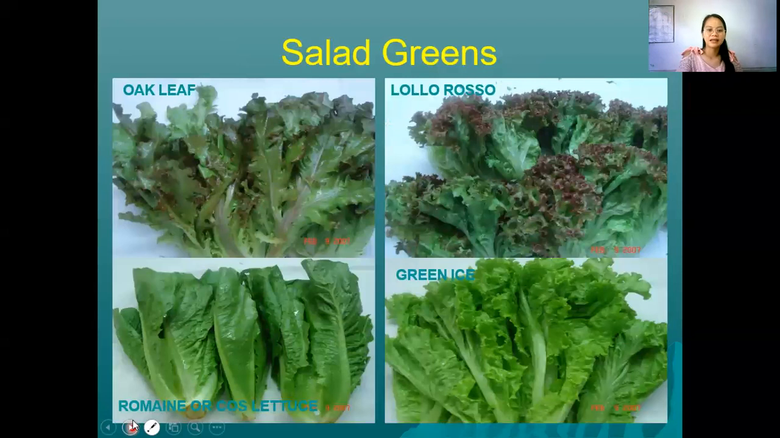Here are the salad greens. The oak leaf, the lollo rosso, green eyes, romaine, cos lettuce. Actually, when you see them on the market, we will just consider them all as lettuce. But these are all varieties of lettuce that have different textures and different flavors.